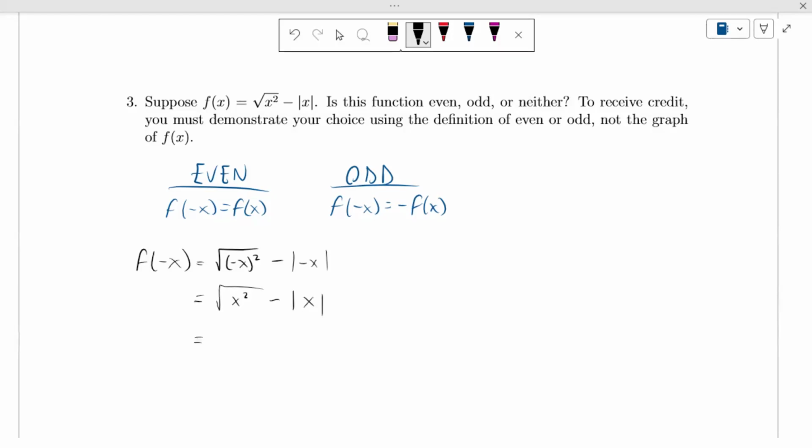Okay. But this is exactly what f of x is. It's the square root of x squared minus the absolute value of x. So we have just shown that f of negative x is equal to f of x, right? So f of x is even.